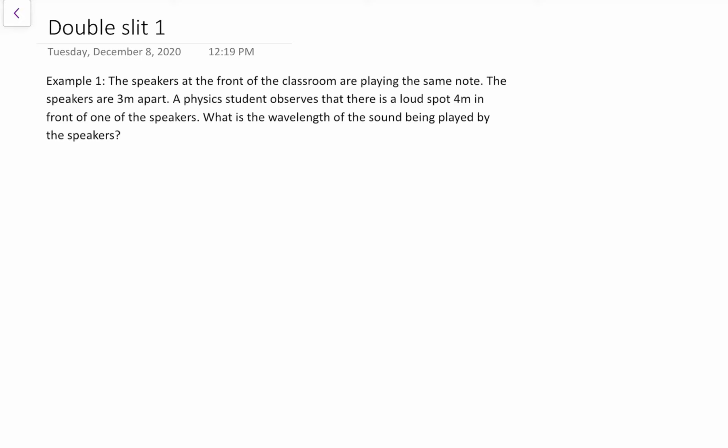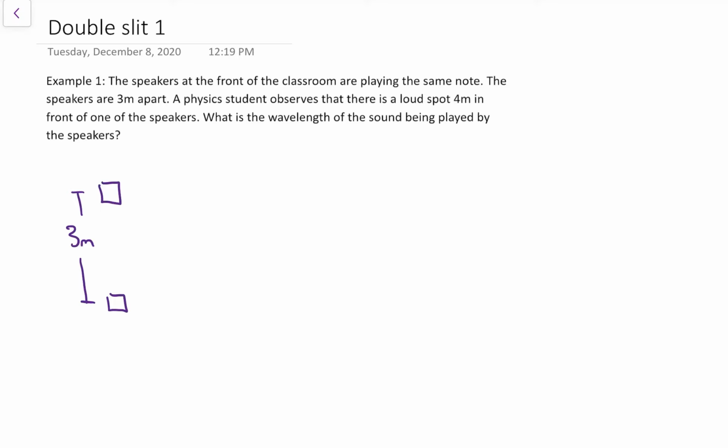Just reminding ourselves how interference works. This one's nothing to do with optics, but just like a warm-up question. Let's say the speaker's at the front of the classroom. Let's say we've got a speaker here, and we've got a speaker there. They're 3 meters apart.